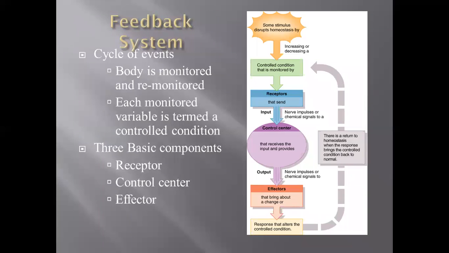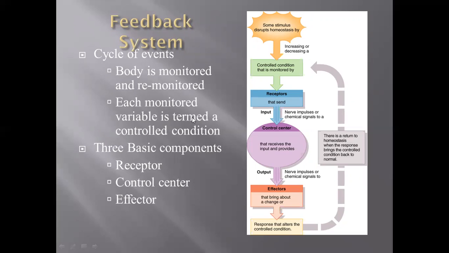What is the main function of the feedback system? To keep homeostasis by getting the signal from the outside or external environment. So there is a cycle of events: the body is monitored and remonitored. It means the body is always observed, first before any accident, and after it is observed again to see whether it is okay or not.